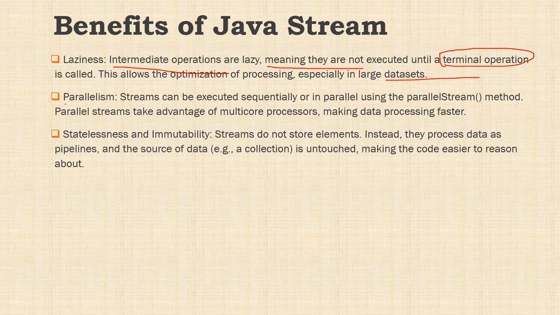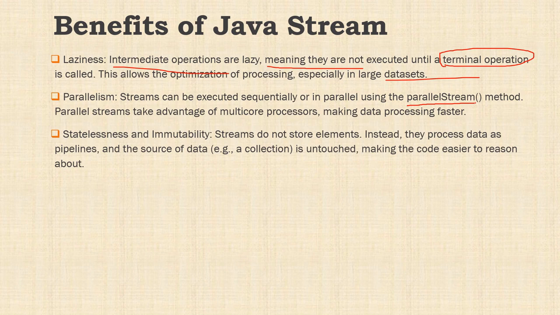And parallelism. A stream can be executed sequentially or in parallel using parallelStream. So with the help of the parallel stream, it will be executed with the help of multiple threads. You can use a stream also, you can use a parallel stream also, so there is a difference between both. A parallel stream takes advantage of multi-core processors, making data processing faster. So it's obvious your operations will be faster because you are using multiple threads to execute this stream concept.